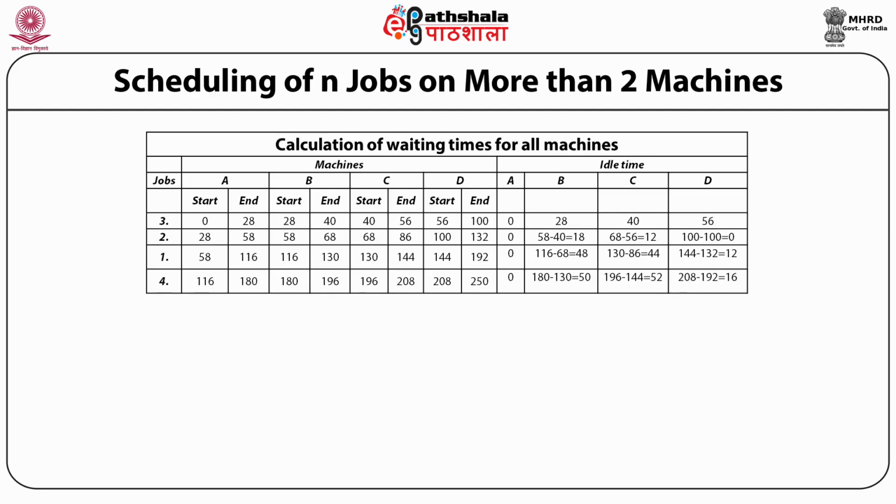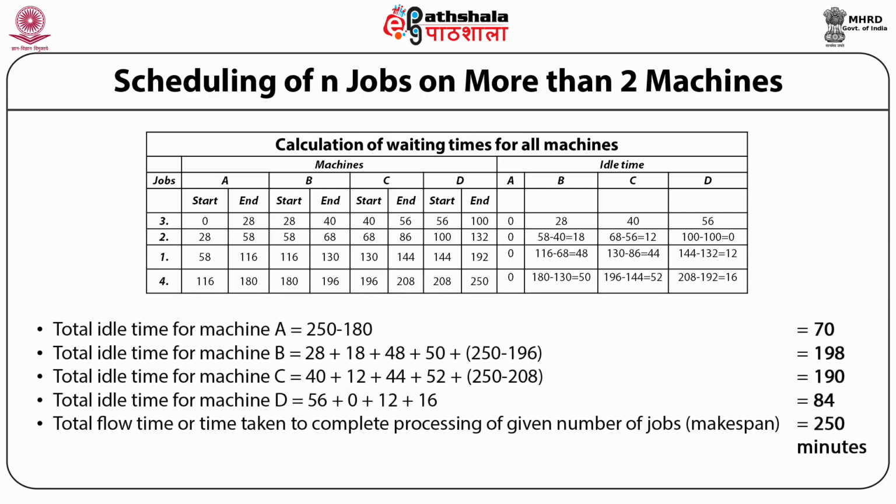Job 1: machine A start 58 and end 116. Machine B start 116 and end 130. Machine C start 130 and end 144. Machine D start 144 and end 192. Job 4: machine A start 116 and end 180. Machine B start 180 and end 196. C start 196 and end 208. D start 208 and end 250.